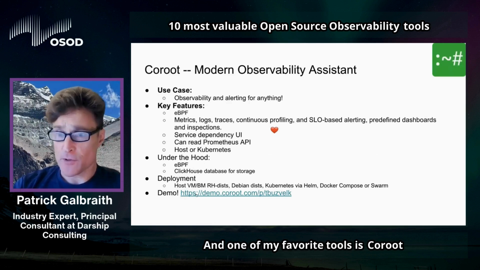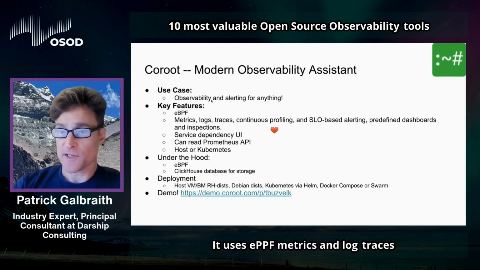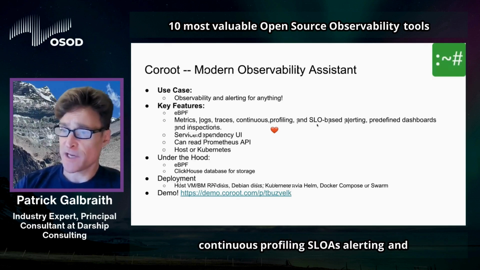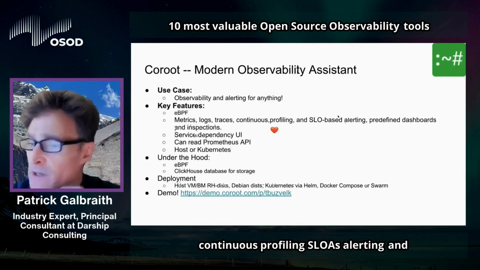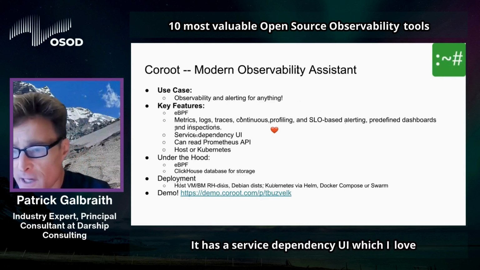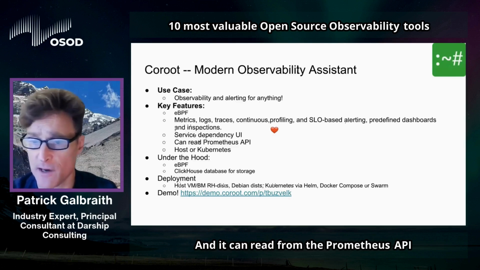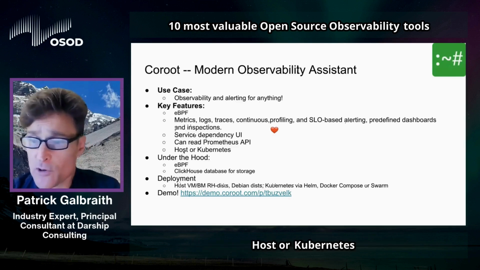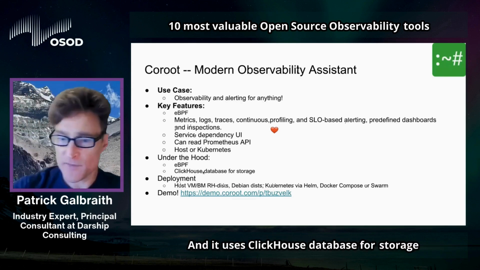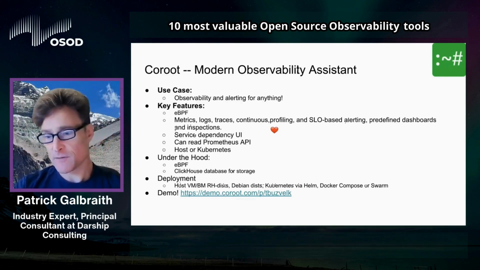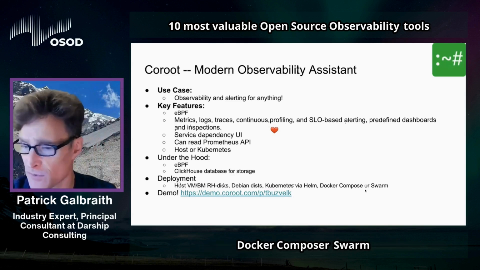And one of my favorite tools is Coroot. Its use cases: observability, alerting for anything. It uses eBPF, metrics and log traces, continuous profiling, SLOs, alerting, and predefined dashboards and inspections. It has a service dependency UI, which I love, and it can read from the Prometheus API. It can be installed on a host or Kubernetes. Under the hood, eBPF, and it uses the ClickHouse database for storage. Deployment is on host, Debian disks, Kubernetes, Helm, Docker Compose, or Swarm.